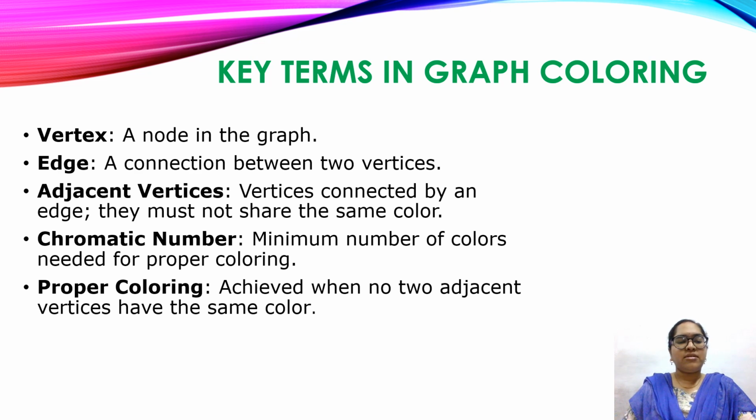So we have first the vertex. A vertex is basically a node in a graph, and the edge is the connection between two vertices, basically a line that connects the two vertices. And adjacent vertices means the vertices that are connected by an edge. And the condition in graph coloring is that no two adjacent vertices should have the same color. And the chromatic number, we all know, is the minimum number of colors we use for graph coloring.